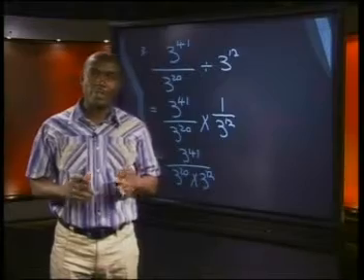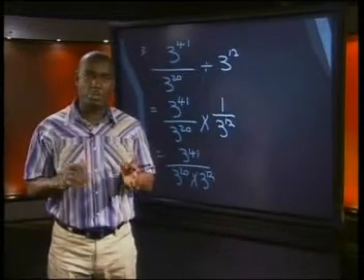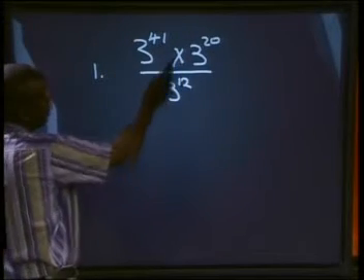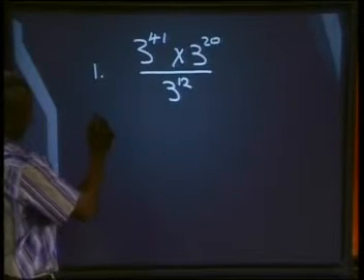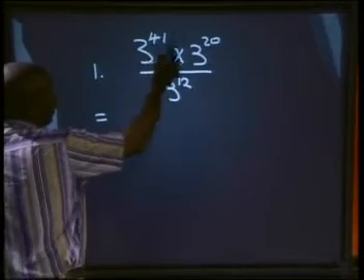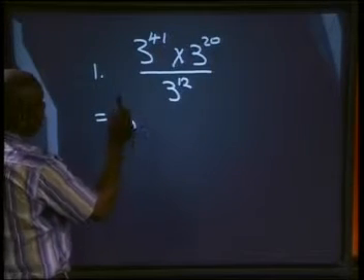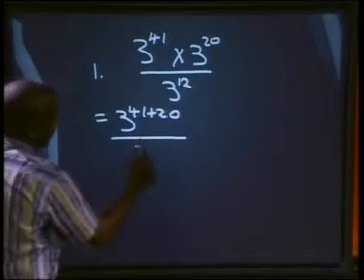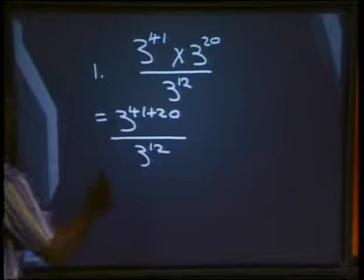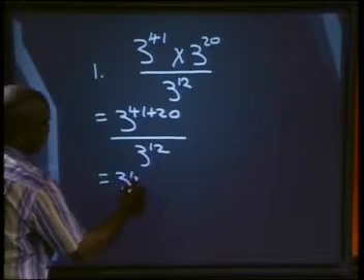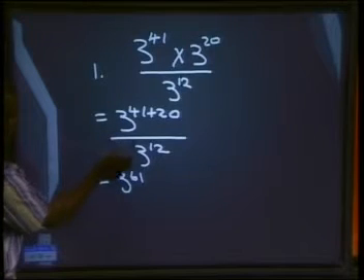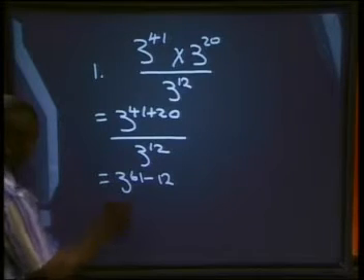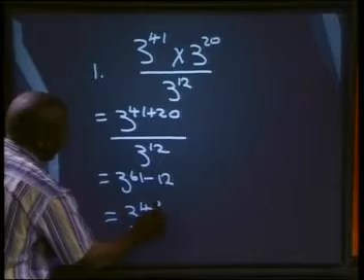Now, let's simplify this. We have already done the first one, but have another look. Let's carefully look at where our operations appear, the multiplication and the division. Remember our first law. We said when we multiply, we can add our exponents. So that means we'll have 3 to the power of 41 plus 20 divided by 3 to the power of 12. That will give us 3 to the power of 61. Now we said if we are dividing, our second law says we can subtract our exponents. Therefore, that will give us 3 to the power of 49.